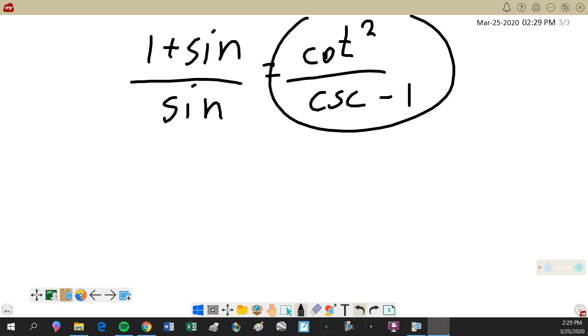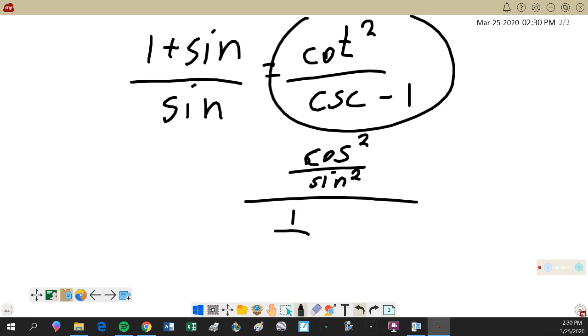So a couple different things. We have a fraction in cotangents and cosecants, so we could convert everything to sine and cosines. We do have half a conjugate in the denominator, so we could try that. We also could just, well, one of those two should work. So let's convert to sine and cosines and see what happens. So cosine squared over sine squared divided by 1 over sine minus 1.